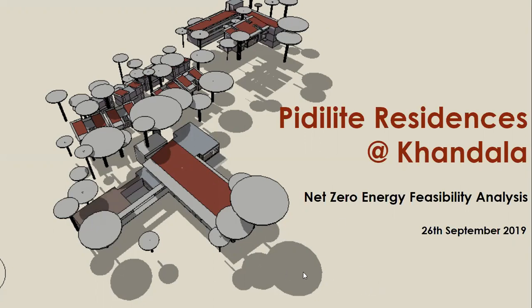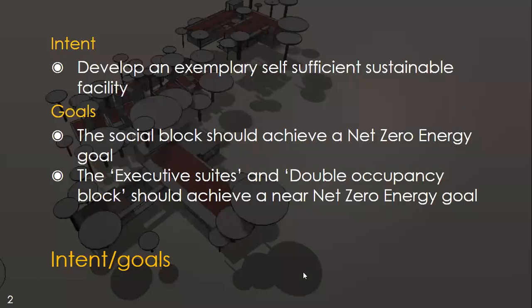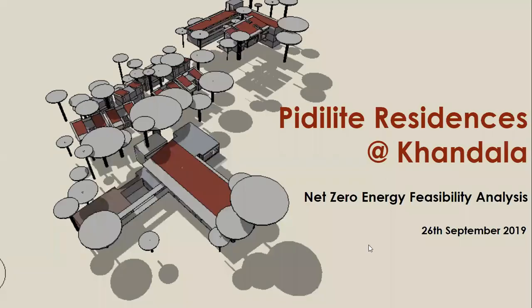Now, the goal of this project was to achieve a net zero energy for the entire campus. And our role was to see the feasibility for this project, whether it could achieve the net zero goal or not. So quickly giving you an overview, there are 3 blocks here.